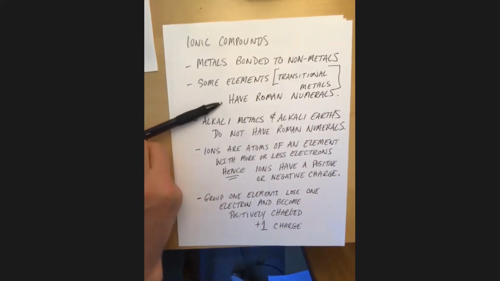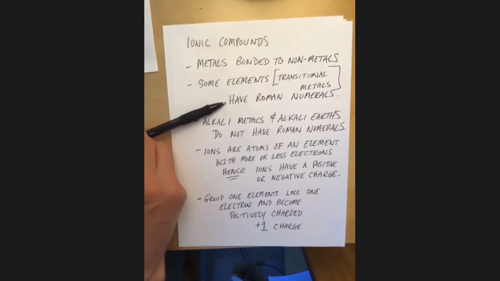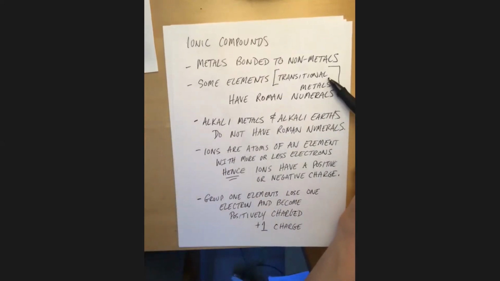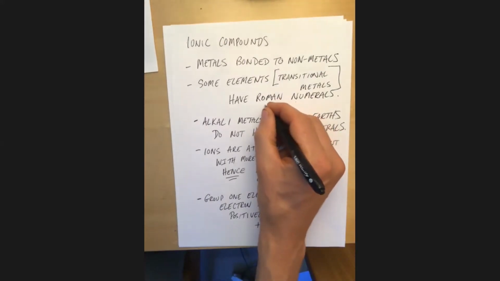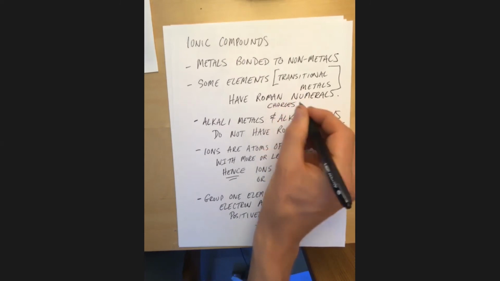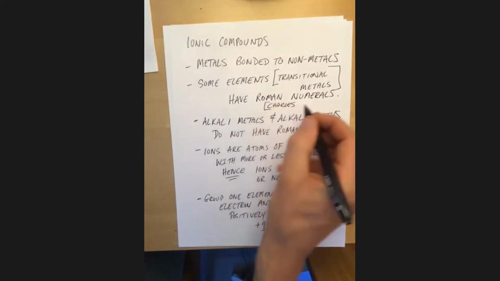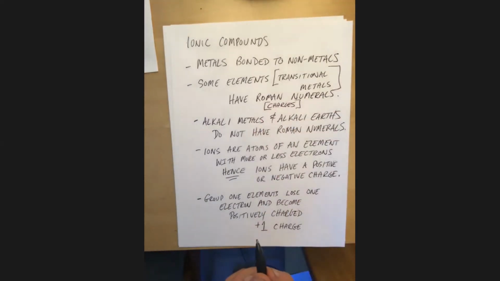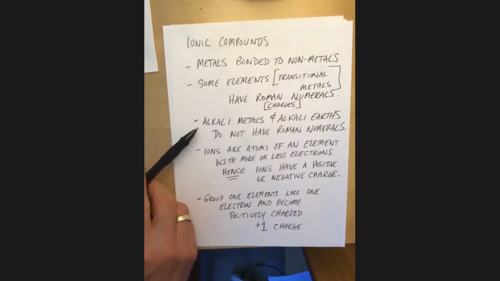Occasionally we're going to see some Roman numerals in there, and those Roman numerals are from elements that are transition metals, and the Roman numerals tell us something about the charges on those transition metals. Alkali metals and alkaline earths don't have Roman numerals. They have very specific charges that are related to the group number and the structure of the atoms.